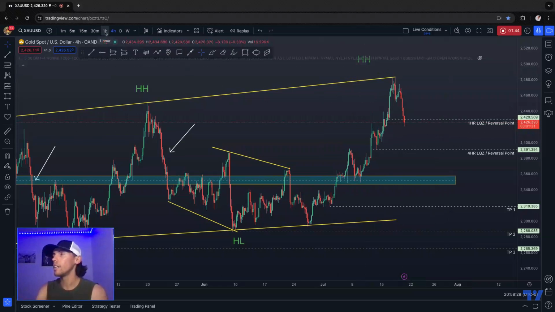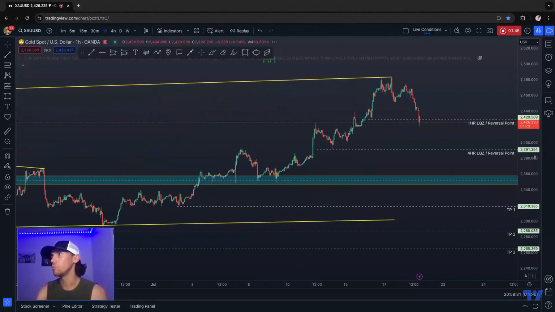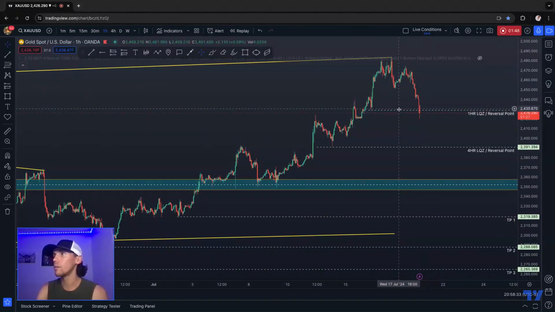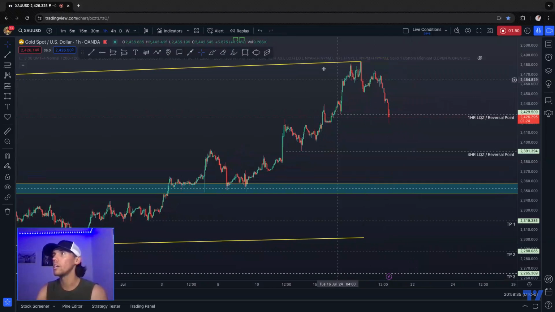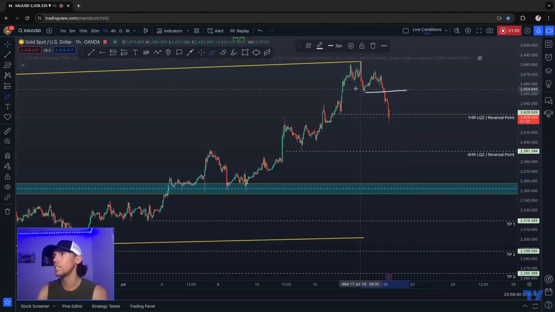As we drop down to our 1 hour time frame, which is our next step, this is our 1 hour liquidity zone. That's what we broke. So this was really the first little sign that we're going to get a reversal. So our first push down, we rejected back up. If you go back and look at our other stream, this is kind of what we were talking about.